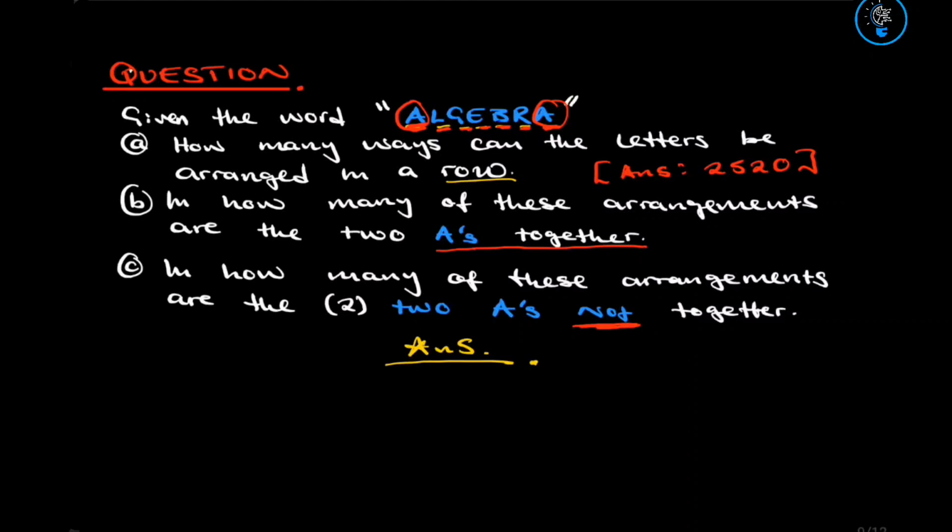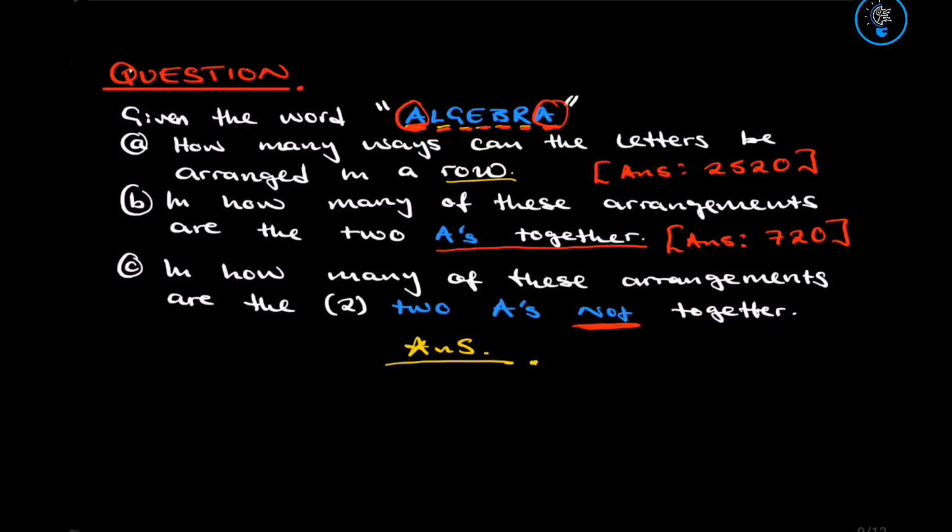Not together. I want you to pause the video and think, how can we go about this question? You're told to find the number of arrangements if the two A's are not together. Okay, let's do it. So if you're told the two A's are not together, and we know that when they were together, our answer on B was 720. So this was our value if the two A's were together.